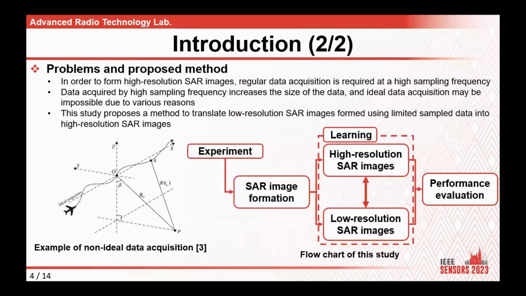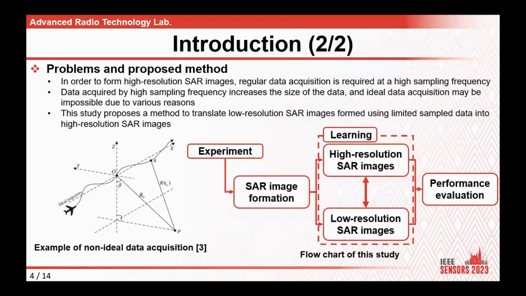So high-resolution SAR image formation is essential for environmental recognition and targeting. However, this requires regular data acquisition at a high sampling frequency. Data acquired at a high sampling frequency increases the size of data, and data loss may occur, or some data may be corrupted for various reasons, as shown in the figure on the left. Therefore, this study proposes a method to translate low-resolution SAR images formed using limited sample data into high-resolution SAR images.